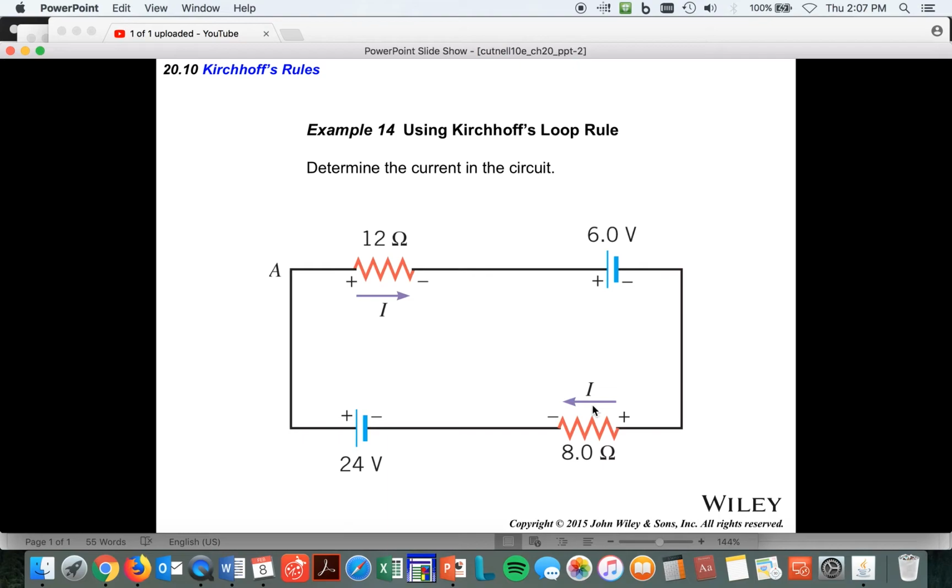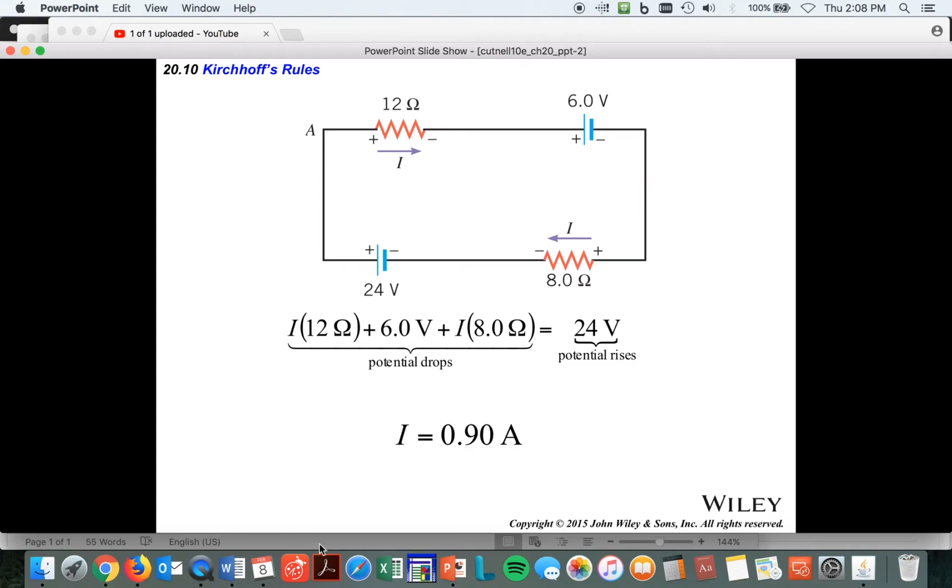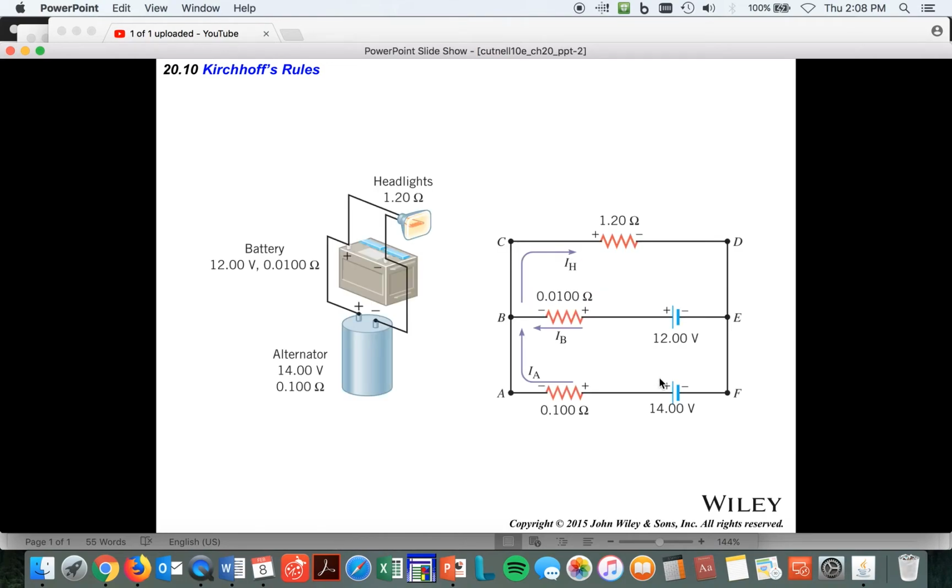So that's 20I plus 6. And so I subtract and get 18. And I solve for I on both sides. I get 18 over 20, it's 0.9. So you go to 24 and you solve for I here. Piece of cake.